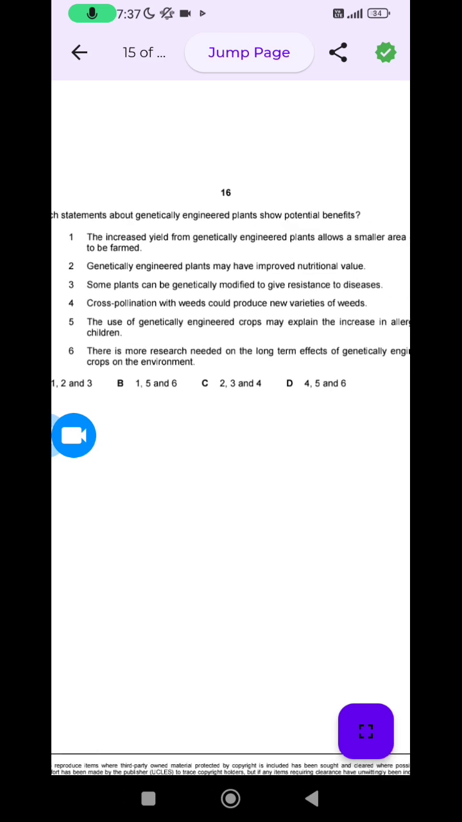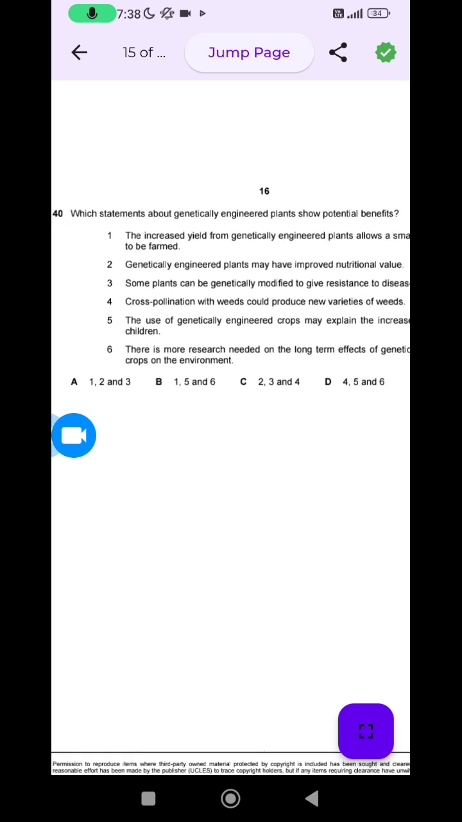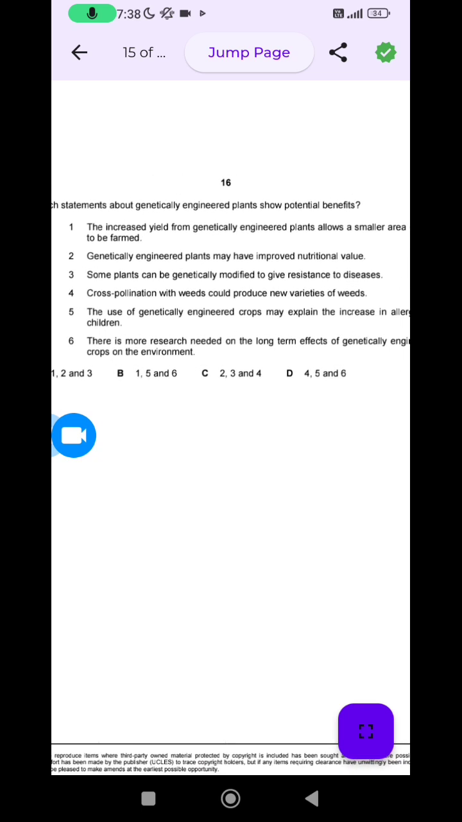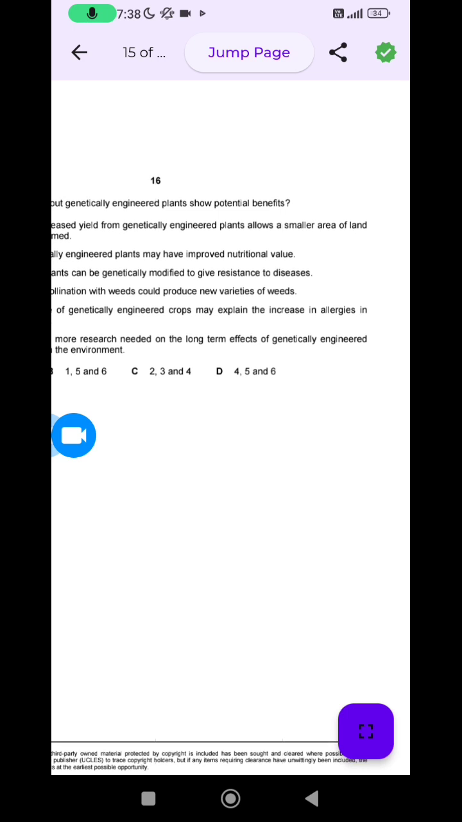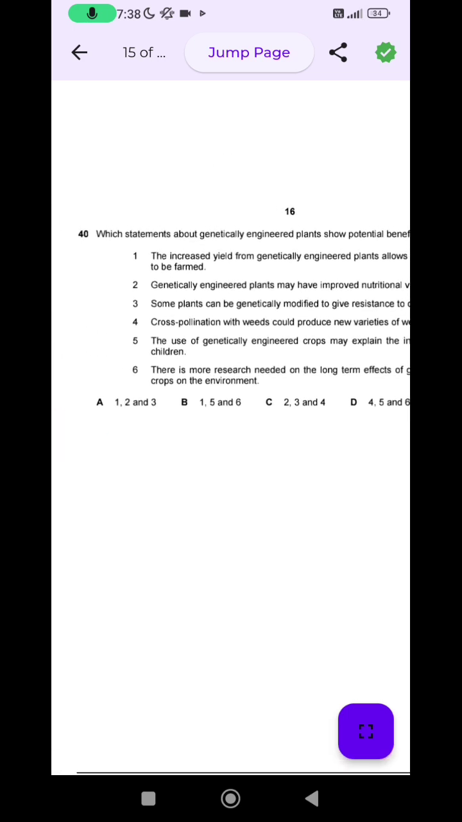Cross pollination with weeds could produce new varieties of weeds. Now weed is already an unwanted plant which we do not want, so it is not a benefit. So 4 is incorrect. The use of genetically engineered crops may explain the increase in allergies in children. Now this is also a disadvantage, not an advantage. So 5 is also incorrect. 6. There is more research needed on the long-term effects of genetically engineered crops on the environment. This is just a statement, not a benefit. So 1, 2 and 3 are the correct options. They are correct statements. So A is the answer.